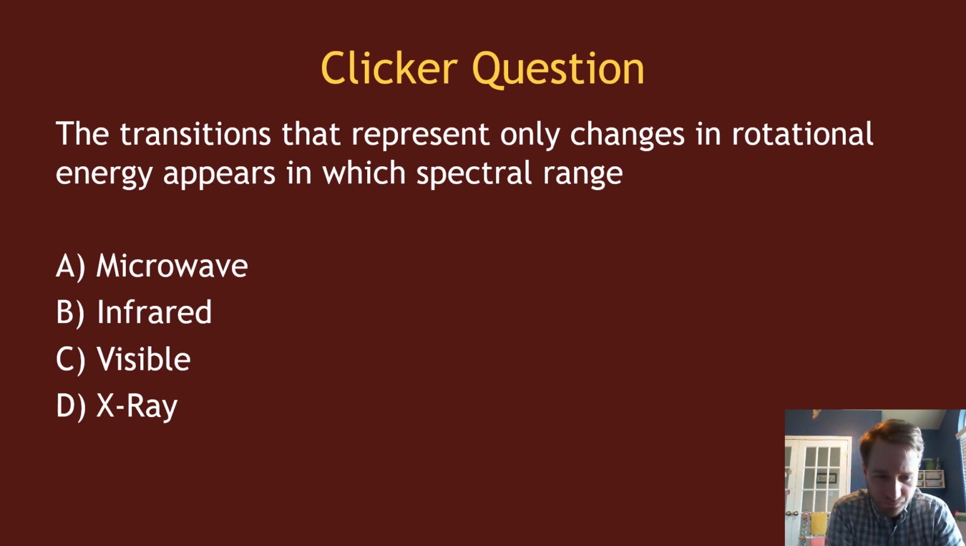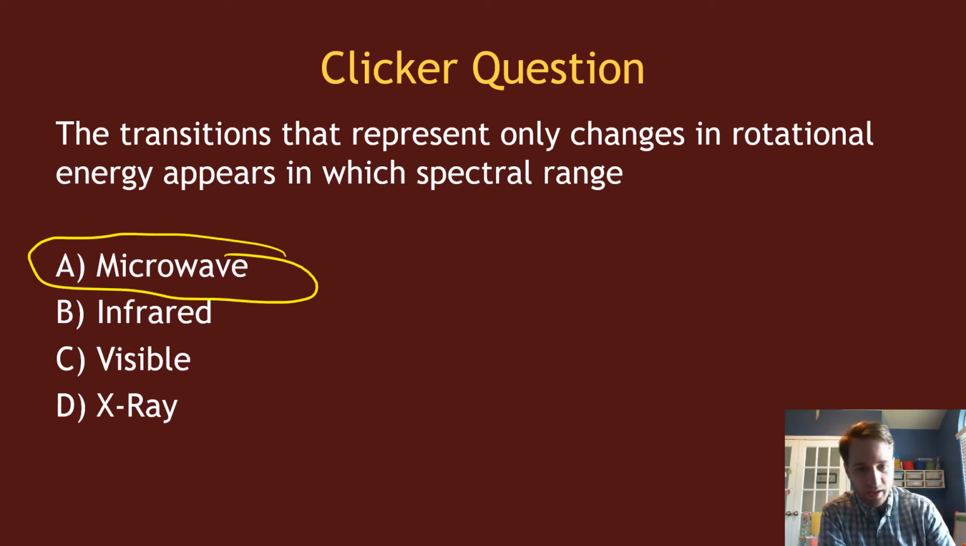And finally, one last quicker question related to spectroscopy. A transition that represents only changes in rotational energy appears in which spectral range? Microwave, infrared, visible, or X-ray? We talked about earlier, it is microwave radiation. Infrared is for vibrational spectra. Visible is electronic, and X-ray is either ionization of molecules, completely removing an electron, or core excitations and things of that nature.